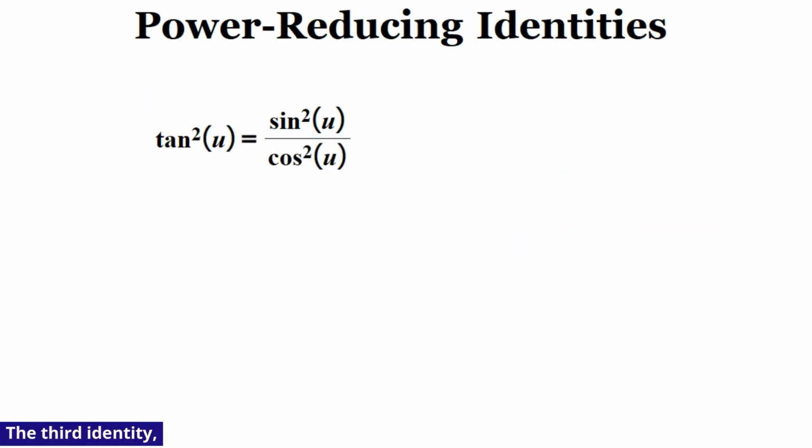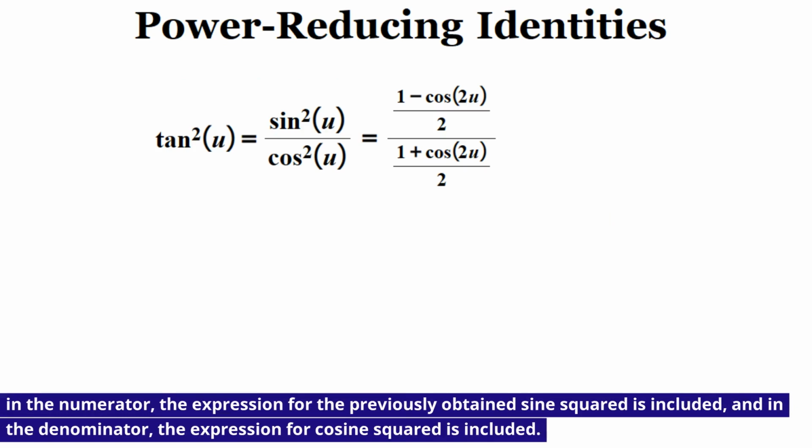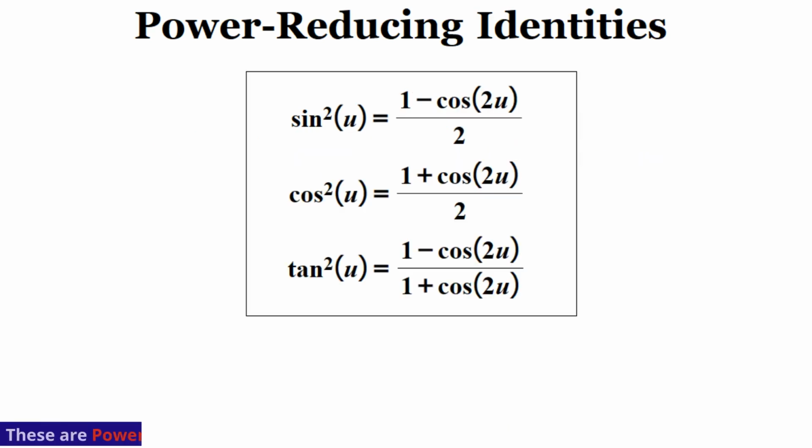The third identity, in the numerator, the expression for the previously obtained sine squared is included, and in the denominator, the expression for cosine squared is included. Simplifying the rational expression results in the following. These are power-reducing identities.